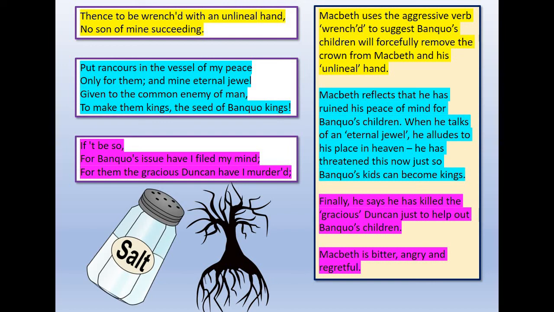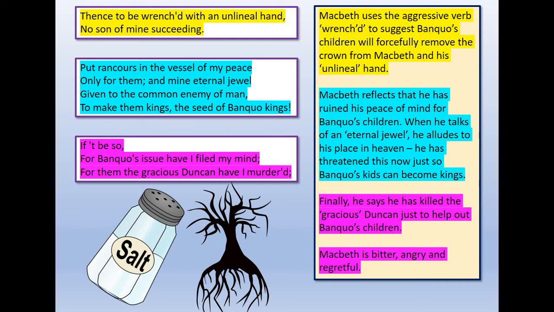Macbeth reflects that he has ruined his peace of mind, because what is he full of now? Macbeth is full of guilt, isn't he? He's full of anxiety over what he's done. He constantly sees that image of Duncan. He knows the damage that he's committed to his eternal soul. And he's saying that his peace of mind, his tranquility, his sense of honour in himself, he's got rid of. Okay, he's lost because of what he did to Duncan.